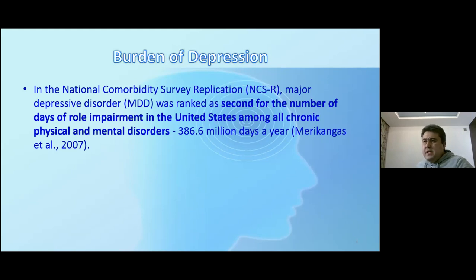Okay, so there is a very huge study that was conducted in the United States, called the National Comorbidity Survey Replication, or NCSR, which was directed to investigate epidemiological aspects of depression. According to the survey, major depressive disorder was ranked second for the number of days of overall impairment in the United States among all chronic physical and mental disorders. So totally 386.6 million days a year.